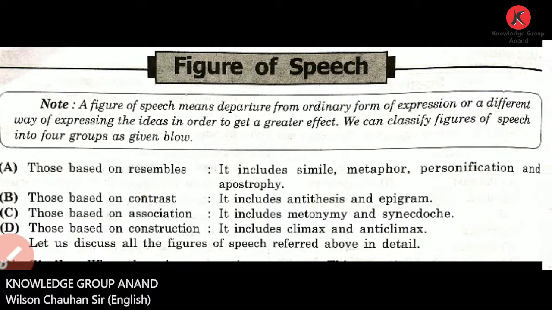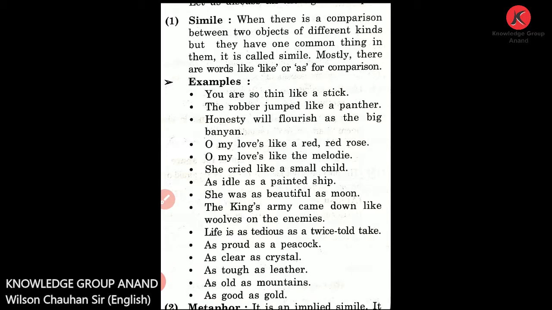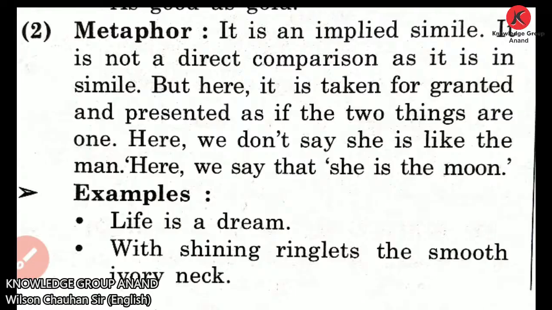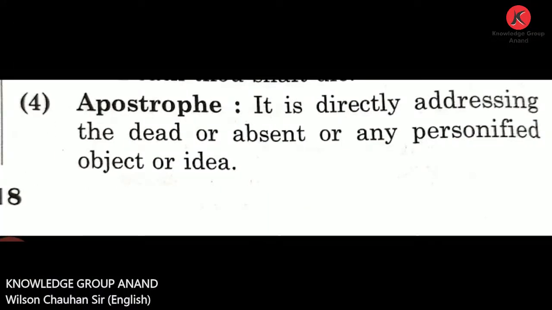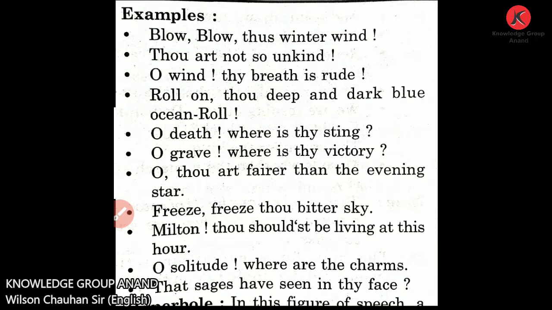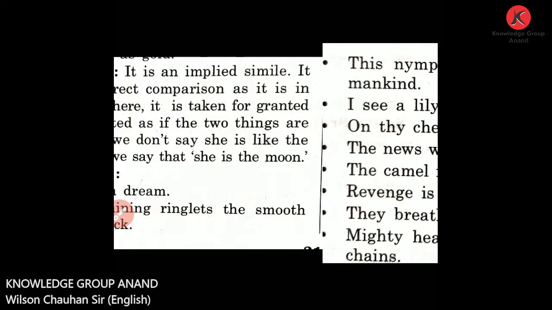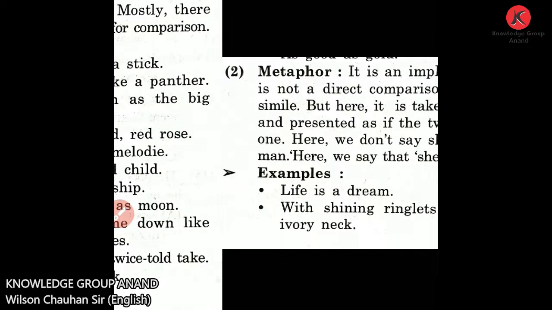After having completed four different figures of speech, respectively simile, metaphor, then we have personification, and the fourth one, that was apostrophe. We saw the examples, what it meant. We also at the beginning, dear friends, have seen how these figures of speech have been divided.